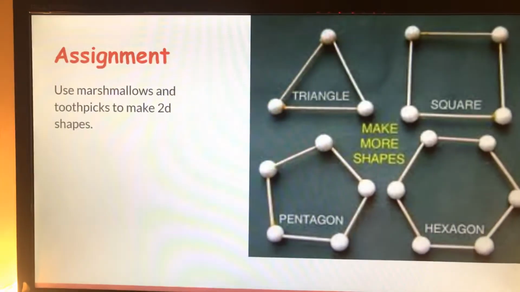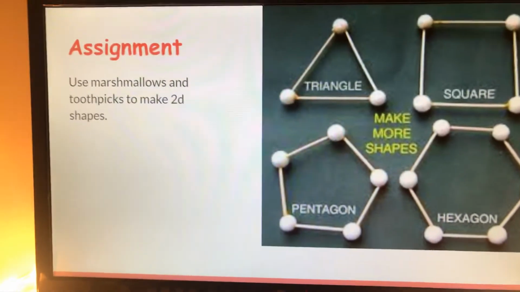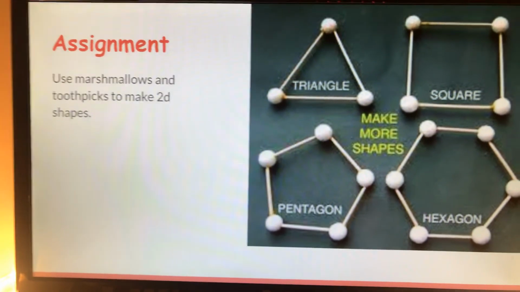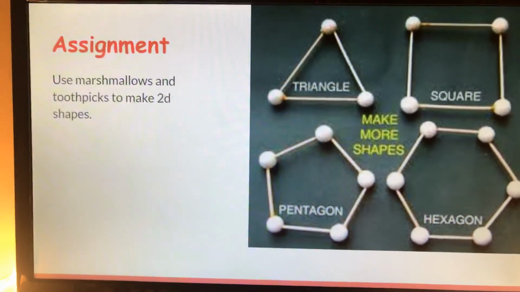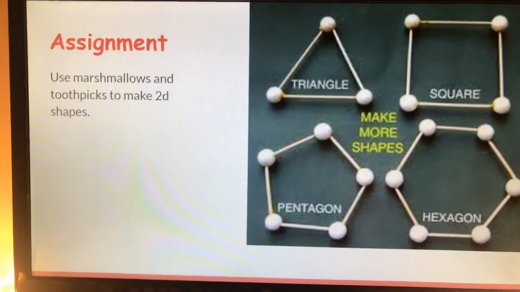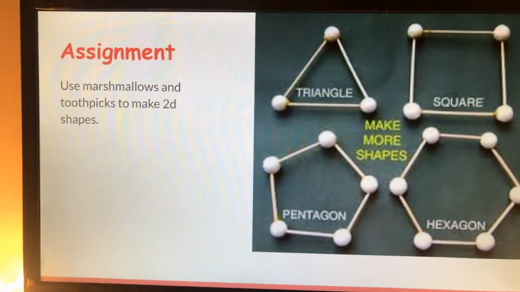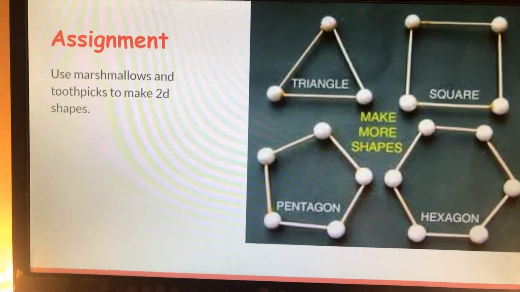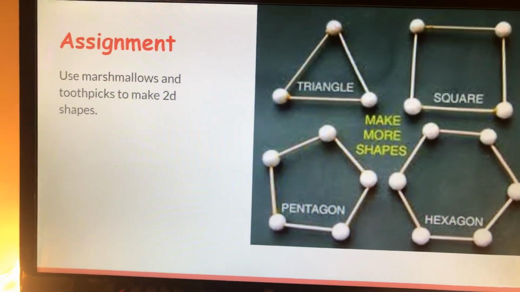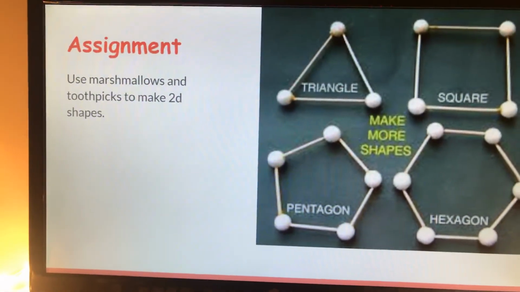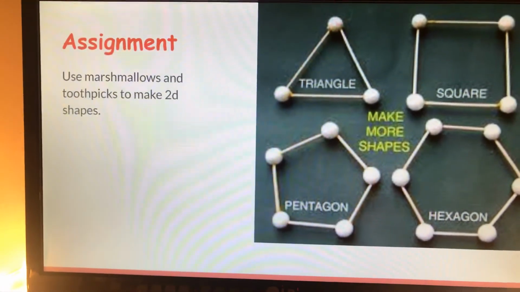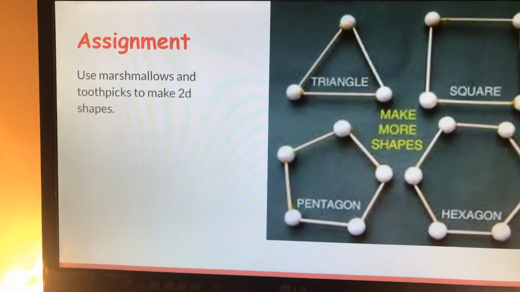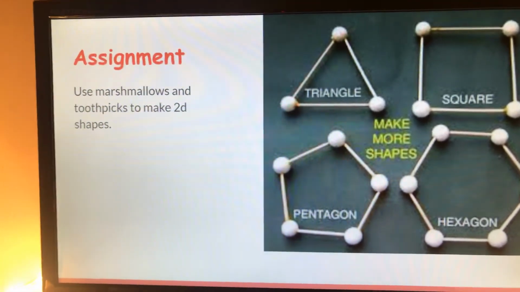Okay? And this is the assignment. Now, don't feel like you need to go out and buy marshmallows and toothpicks. If you have them at your house, that is fantastic. You can go ahead and do this. Or if you have Play-Doh and straw or anything else that you could use to make some 2D shapes, you can use that. But do not feel like you need to go to the store and buy this for the assignment. Absolutely not. If you have it, then you can do it. If not, then it's fine. You can just draw a picture of it.